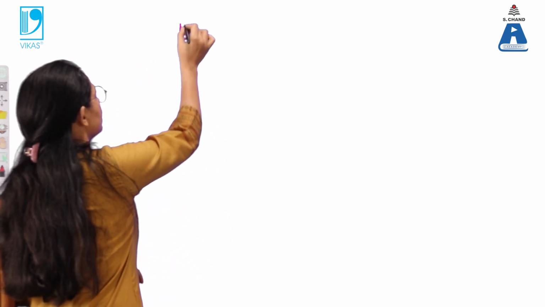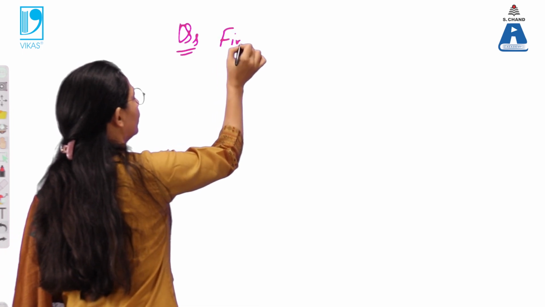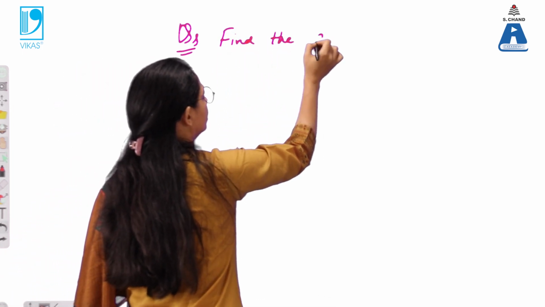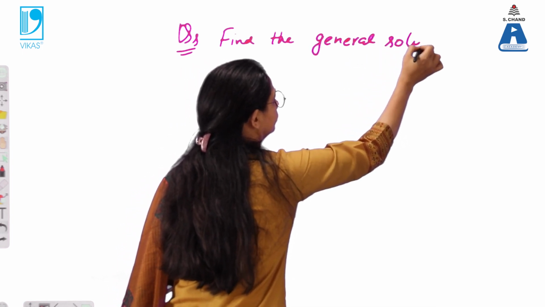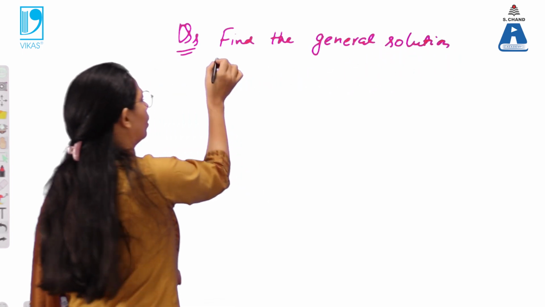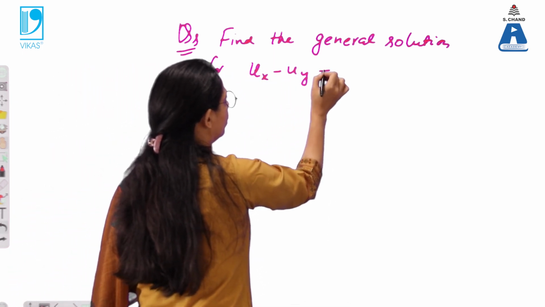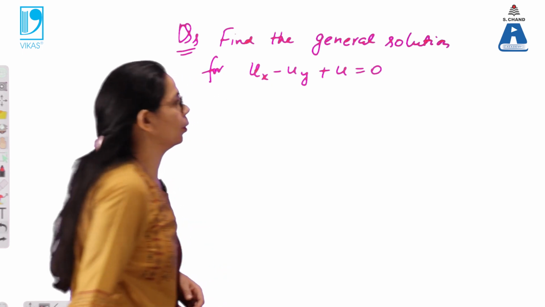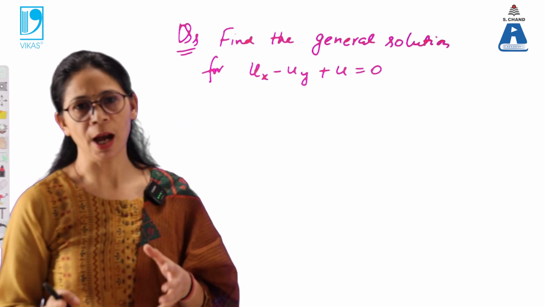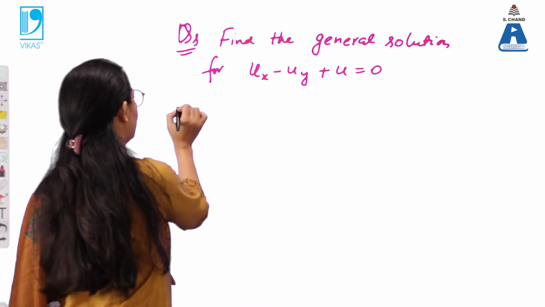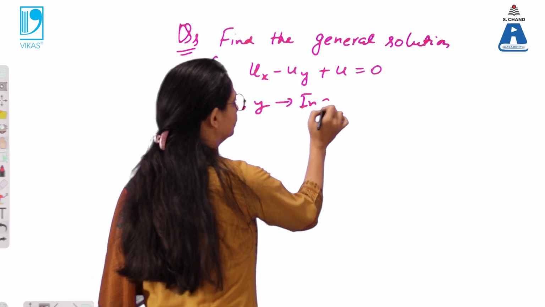The question is: find the general solution for u_x minus u_y plus u is equal to 0. We should be very clear about the independent variables and the unknown function. Here x and y are the independent variables.